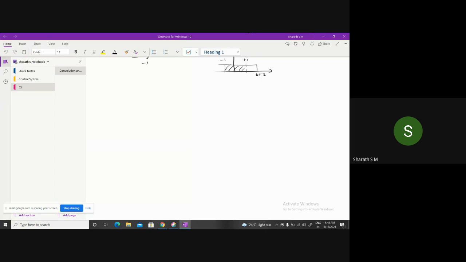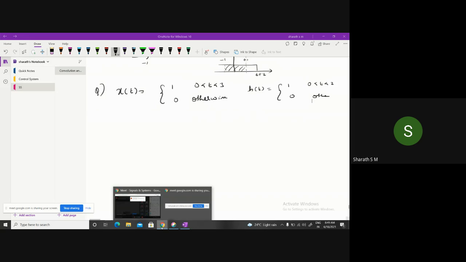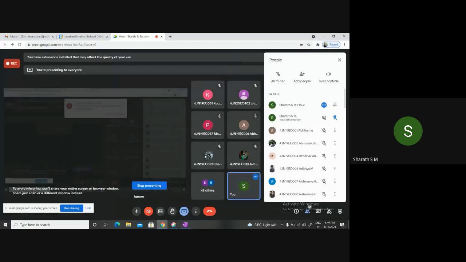Read the question. x of t equals 1 from 0 to 3, and h of t equals 1 from 0 to 2. Obtain the convolution integral for y of t.